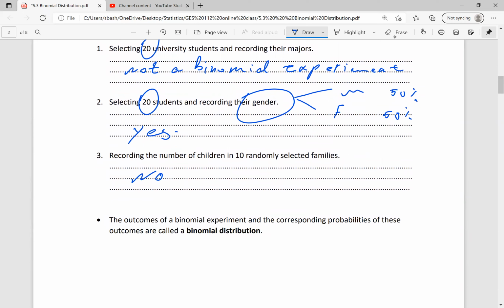The outcomes of a binomial experiment and the corresponding properties of these outcomes are called the binomial distribution. Before we spoke about the probability distribution. Now, if we have a binomial experiment, then the distribution will be a binomial distribution.